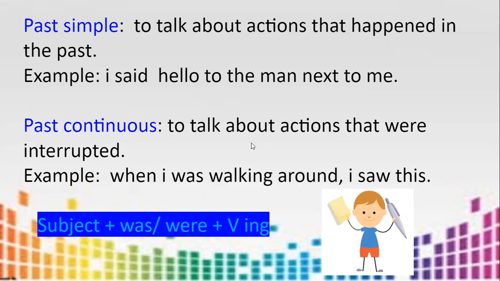Past continuous, to talk about actions that were interrupted. Example, when I was walking around, I saw these. Also, in past continuous, we have the formula, the subject plus was or were plus the verb and the ing form.